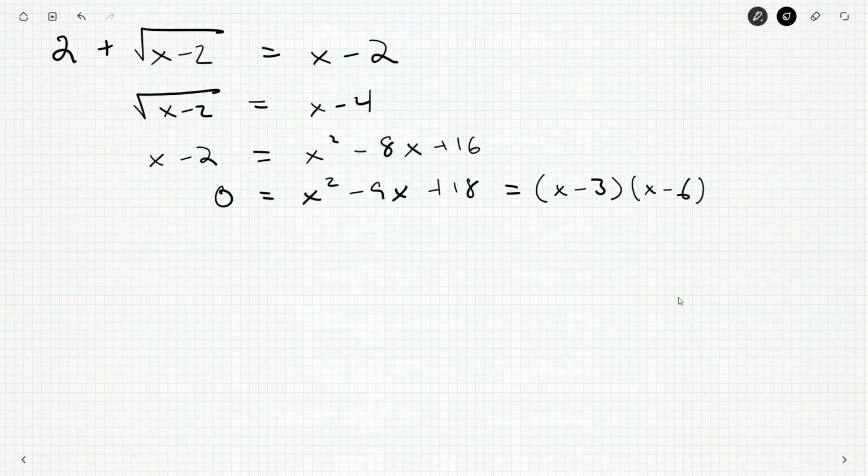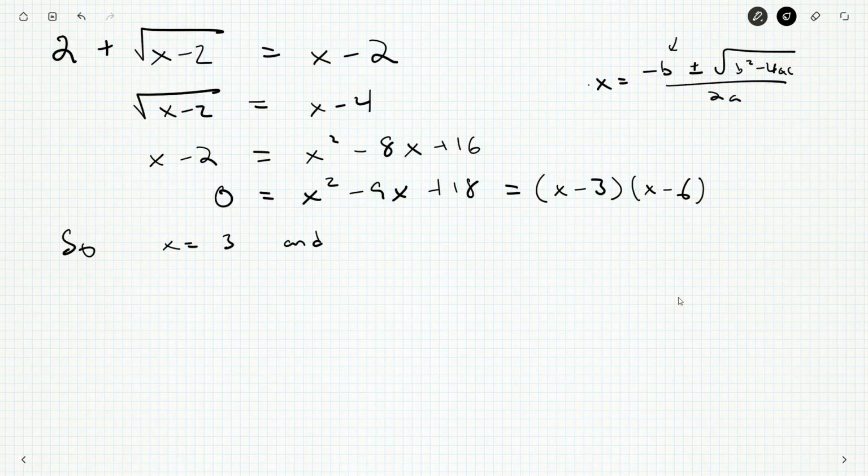If you can't do this in your head, that's okay. That's what the quadratic formula is for. Negative b plus or minus square root of b squared minus 4ac, all over 2a. But when it's nice numbers like this, I try and factor it in my head to make sure I'm still good at doing that. But you plug negative 9 in for b, and then a is 1, c is 18. You'll get the same answers. So x is 3, or not and, 6.